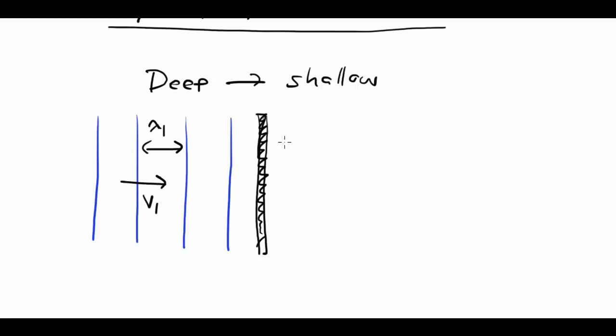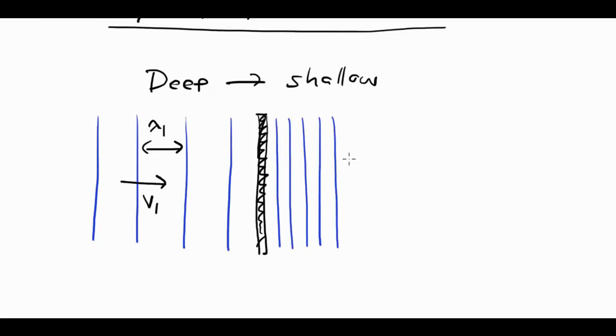Now, on the other side, what actually happens is the waves will slow down. And because they slow down, the wavelength will reduce. So you can see here now on my second drawing, on the shallow side, I'm drawing the wavelength smaller. And as I said before, it's because the wave slows down from deep to shallow. So here's our wavelength lambda 2, and V2 as well.